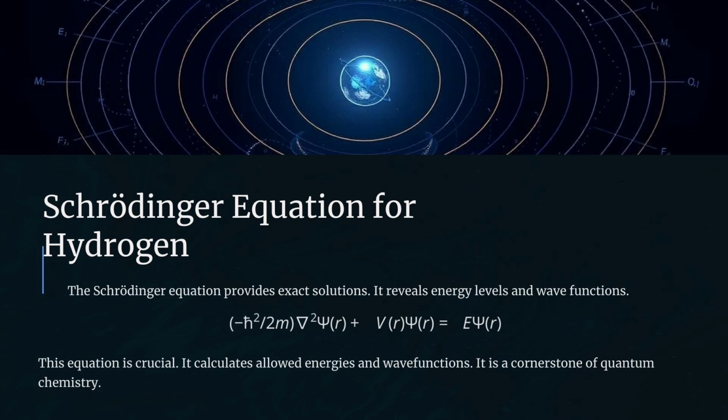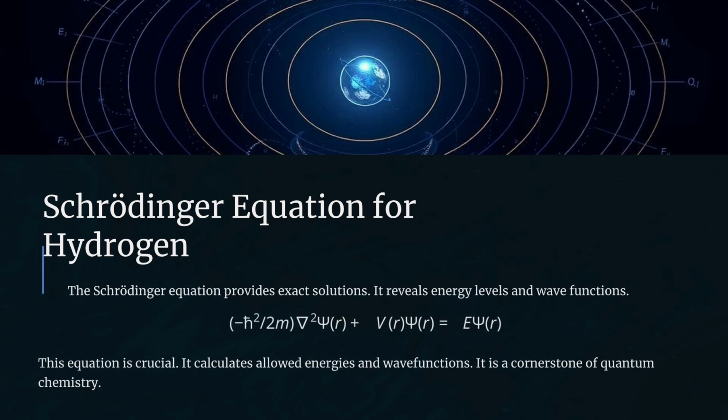In our previous discussion, we've seen how the Bohr model, while useful, provided an incomplete picture of the hydrogen atom. It couldn't accurately predict the behavior of more complex atoms. That's where the Schrödinger equation comes in. The time-independent Schrödinger equation shown here is a cornerstone of quantum mechanics. Unlike the Bohr model, it provides an exact solution for the hydrogen atom. It doesn't just describe the electron orbit as a simple path. It reveals the energy levels and wave function of the electron.